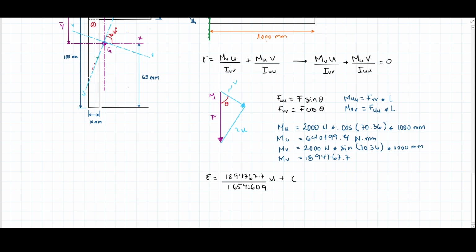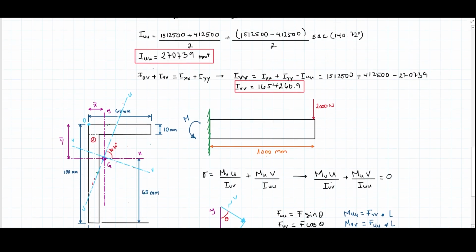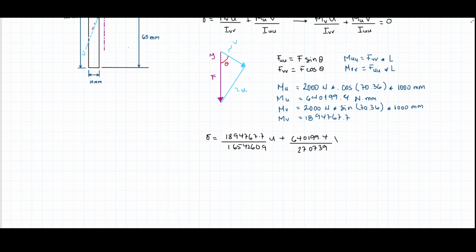Plus MU, which is 640199.4, divided by the other moment of inertia, which is 270739. I believe I left it at that point. And this multiplies V. The units of this whole equation: if we have at the top newtons millimeters, and at the bottom millimeters to the power of 4, then this is going to be newtons divided by millimeters to the power of 3. This is the unit of this equation here. But as the U and V are going to be presented in millimeters, then I can already move this to the 2. And then we're going to have an equation in equivalent values of stress there.